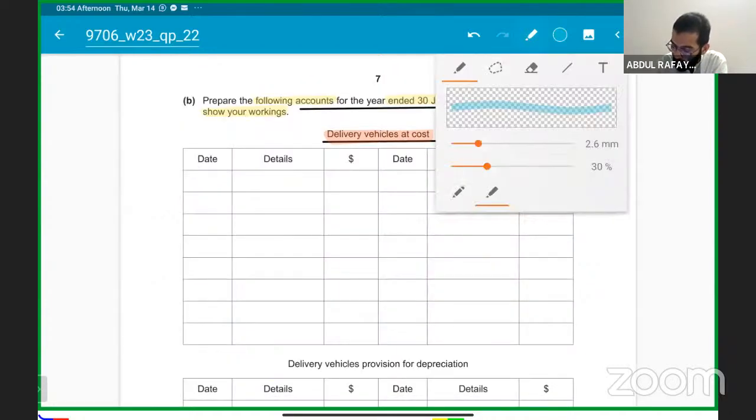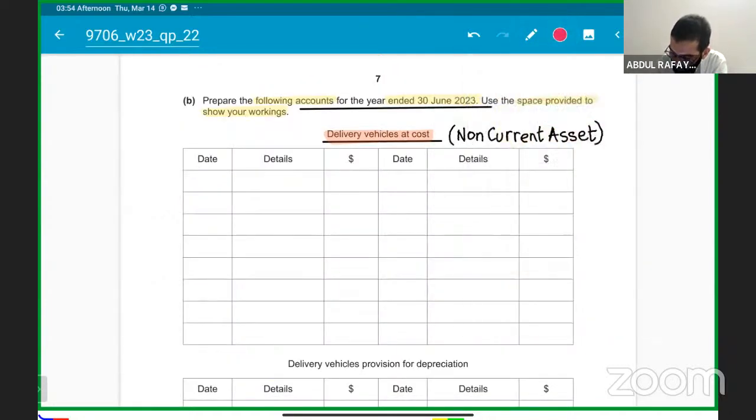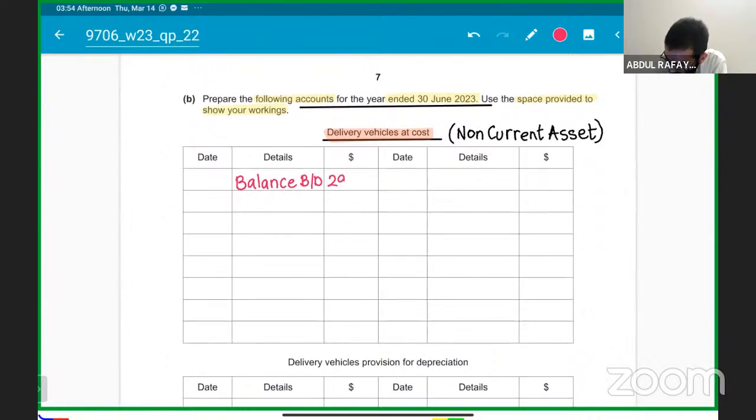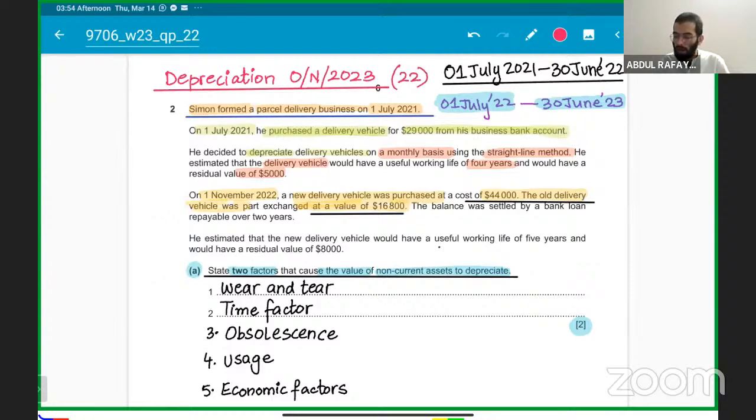What we need to understand, sir, is very simple and clear: there will be a balance brought down from the first year. There will be a balance brought down from the first year, that is of this vehicle, 29,000 from the previous year. Understanding? Getting it clear with me? So we can say, 1st July, and this is 1st July 2022. Understanding?